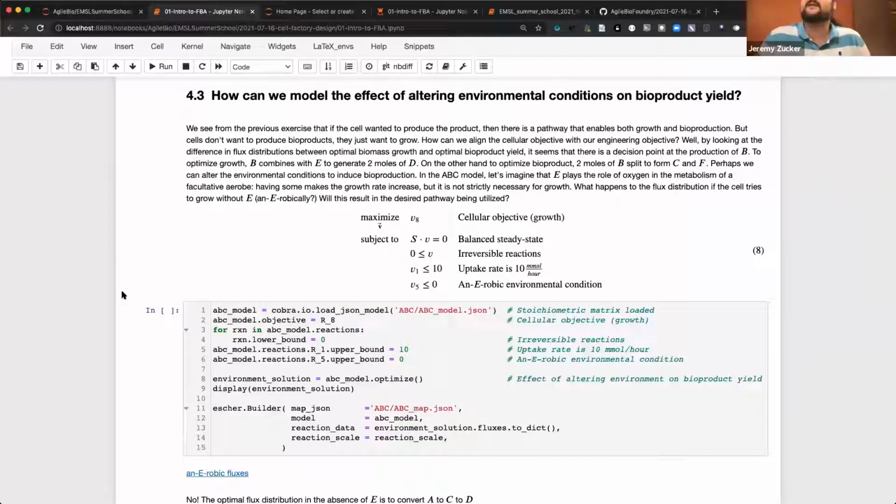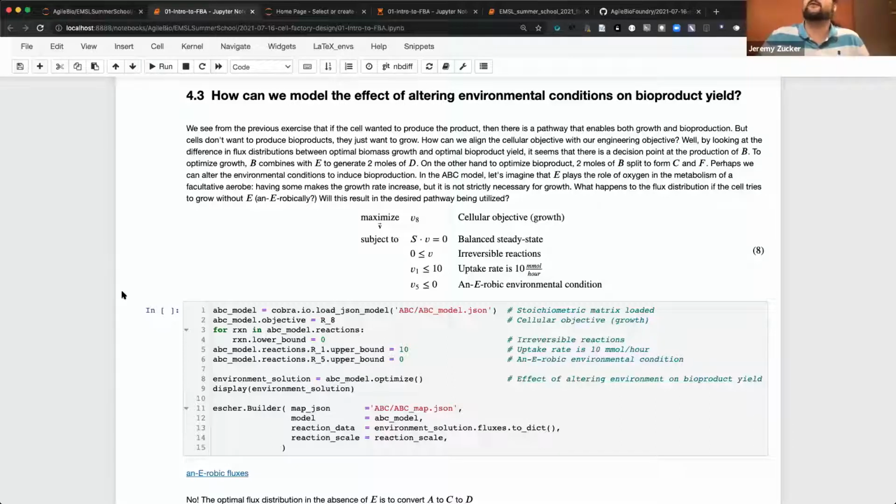Well, by looking at the difference in flux distributions between optimal biomass growth and optimal bioproduct yield, it seems like there's a decision point at the production of B. To optimize growth, B combines with E to produce 2 moles of D. On the other hand, to produce bioproduct, 2 moles of B split to form C and F. Perhaps we can alter the environmental conditions to induce bioproduction.